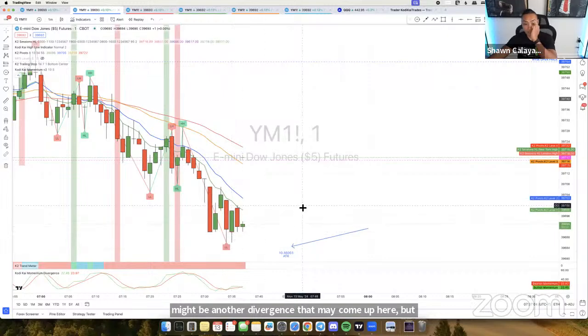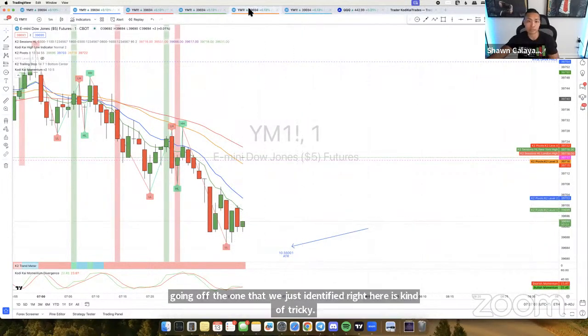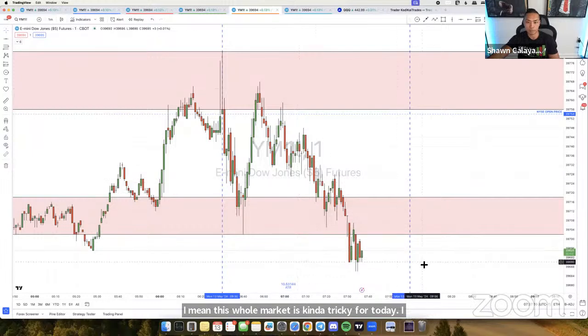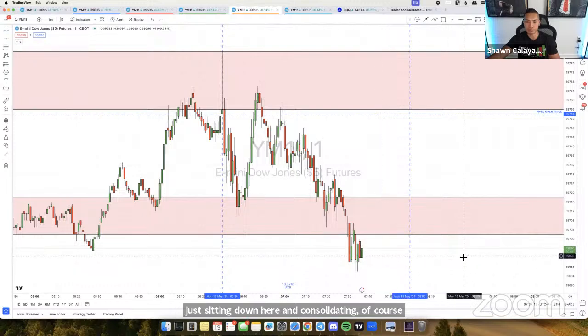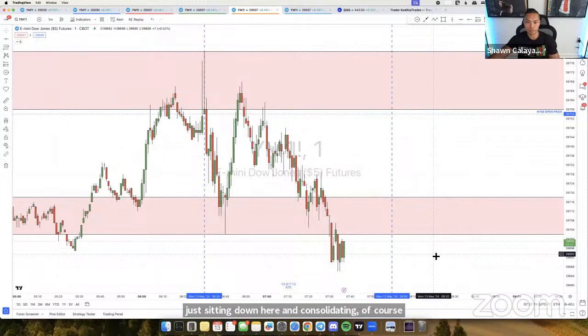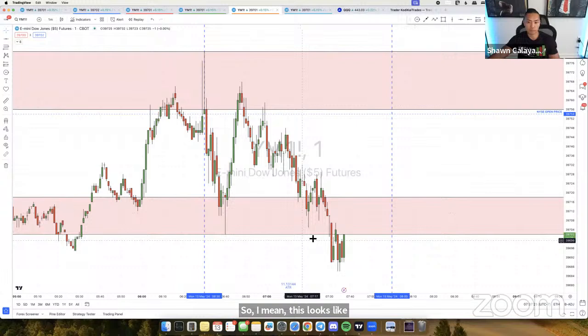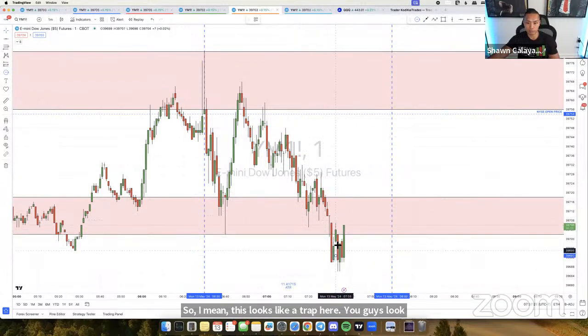I mean, this whole market's kind of tricky for today. It looks like price is just consolidating down at this lower point. It's now broken below the support, but it's just sitting down here consolidating. This looks like a trap, if you guys look closely, because price came down below the support level, got trapped below this point and consolidated. And now it's just going sideways.